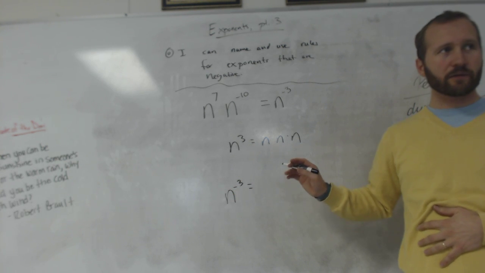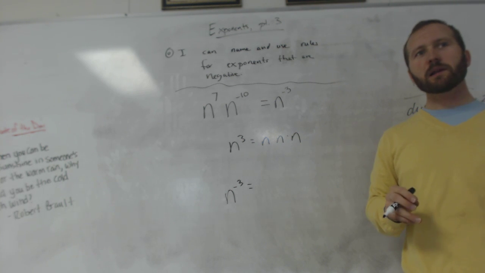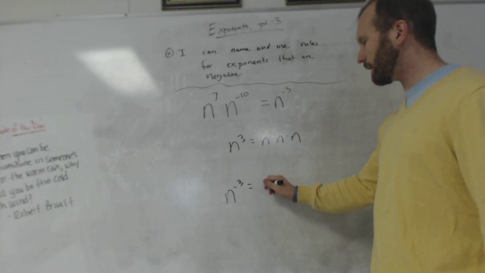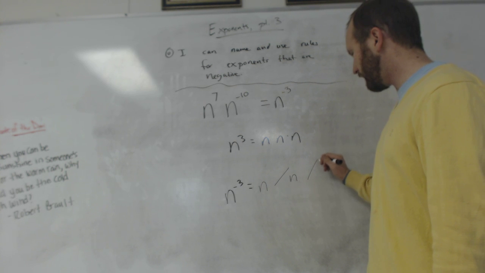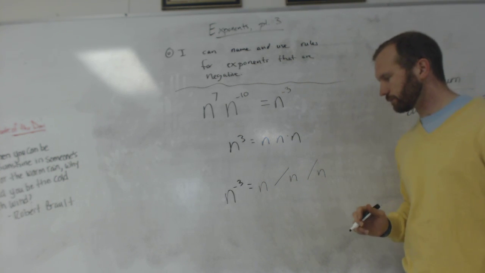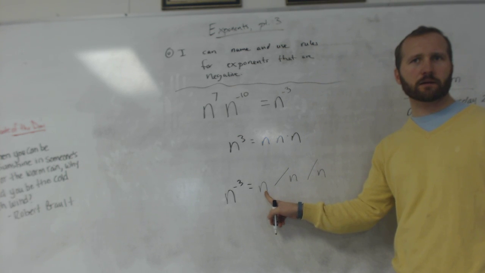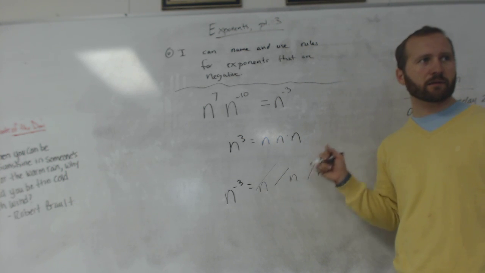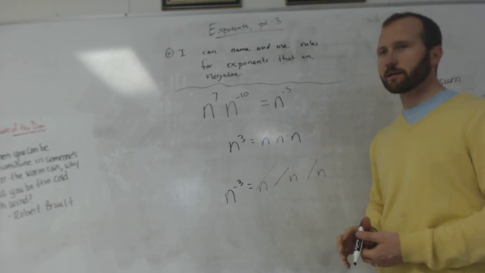N to the negative 3rd. What did you say? N divided by n. You are totally on the right track, except what you just said was this: n divided by n divided by n. N divided by n times n, the first one is being multiplied. It's actually going to be n divided by n divided by n. But what are we dividing?